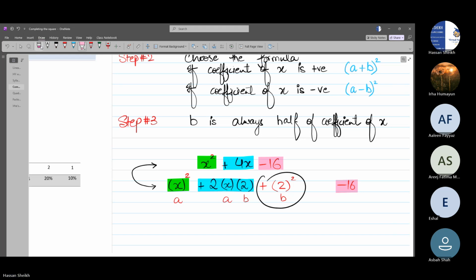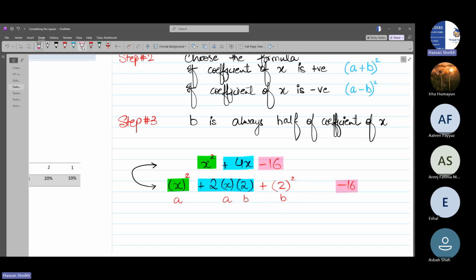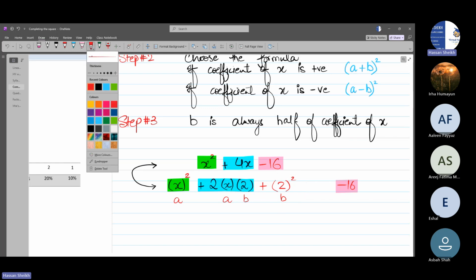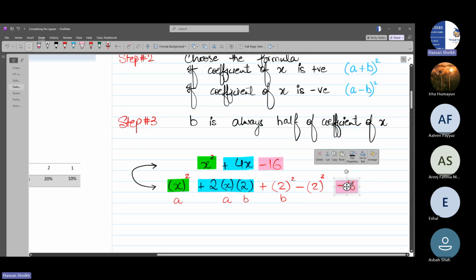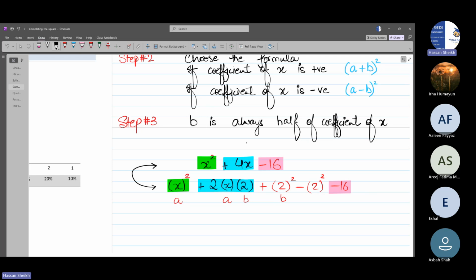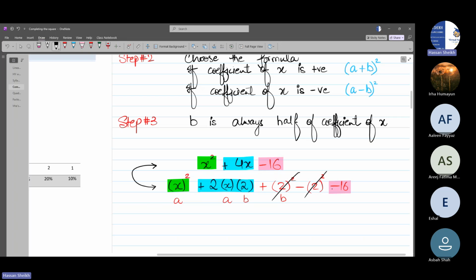Because we are not allowed to make any changes to the question or to the expression. That's why the change that we made here, we also need to cancel it out mathematically. That's why I need to write minus 2 square. Because finally this plus 2 square and minus 2 square would be cancelled and we are left with the same expression as given in the question. Agree or not?